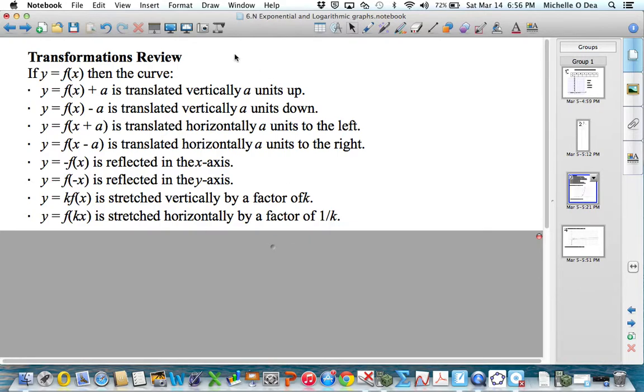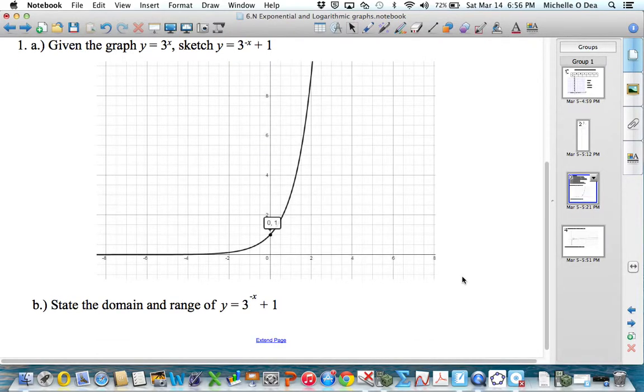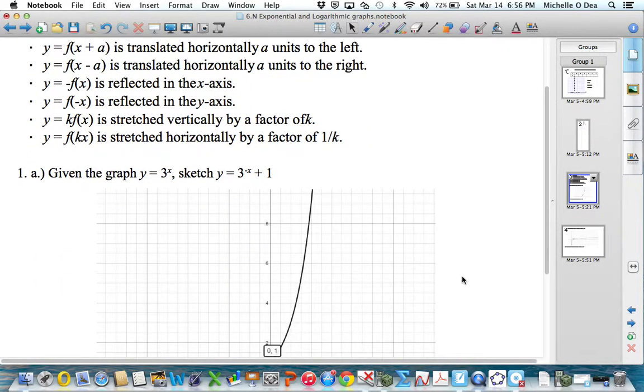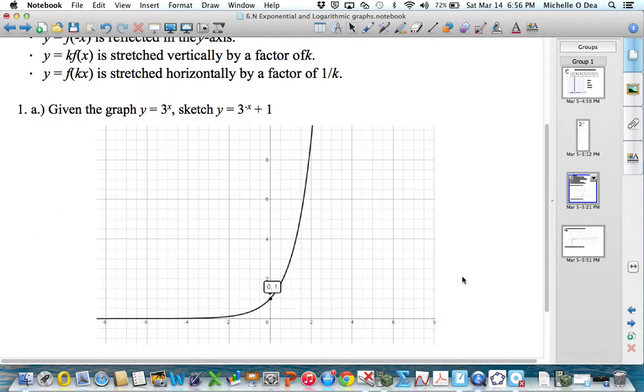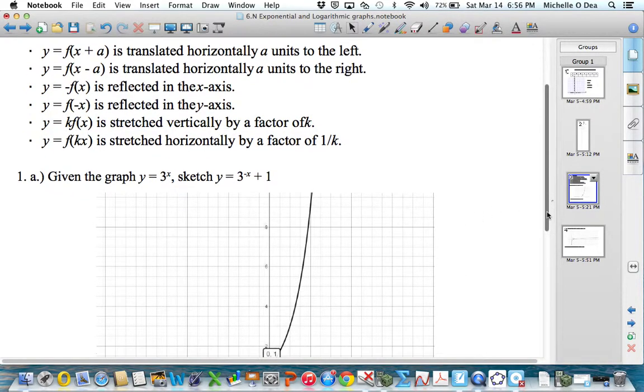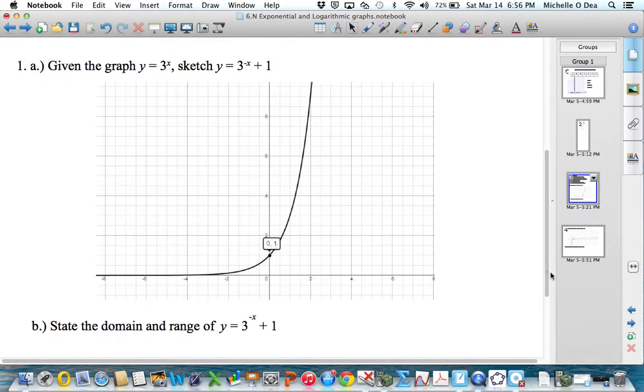So those should be fresh in your mind. You should know those from the second unit we did this year. Now we're going to put them into practice with our exponential and log functions. So here we've got our first example. We'll do it with an exponential function. And then the second example we'll look at with the log function.